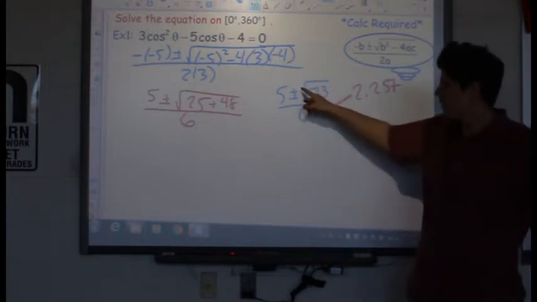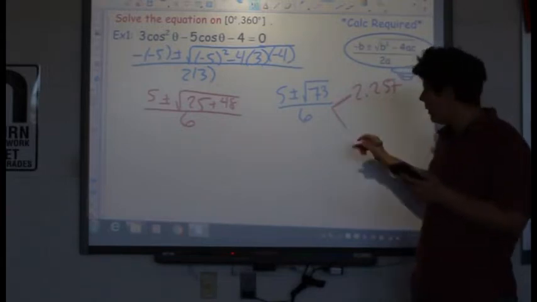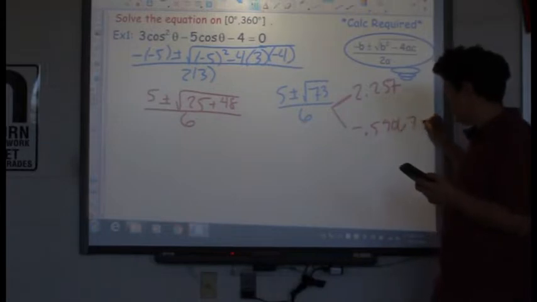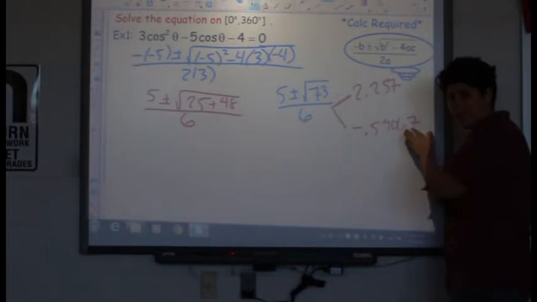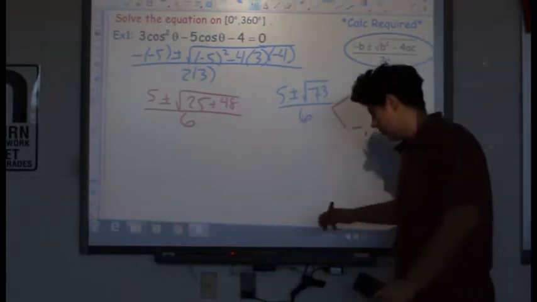All right, now I'm going to do the negative. So I have 5 minus the square root of 73, hit enter, divided by 6. So my other value is negative 0.59067. Like we've talked about before, I'm going to write down the approximate values, but I'm going to use the long decimal still in my calculator when I go through to do my calculations.